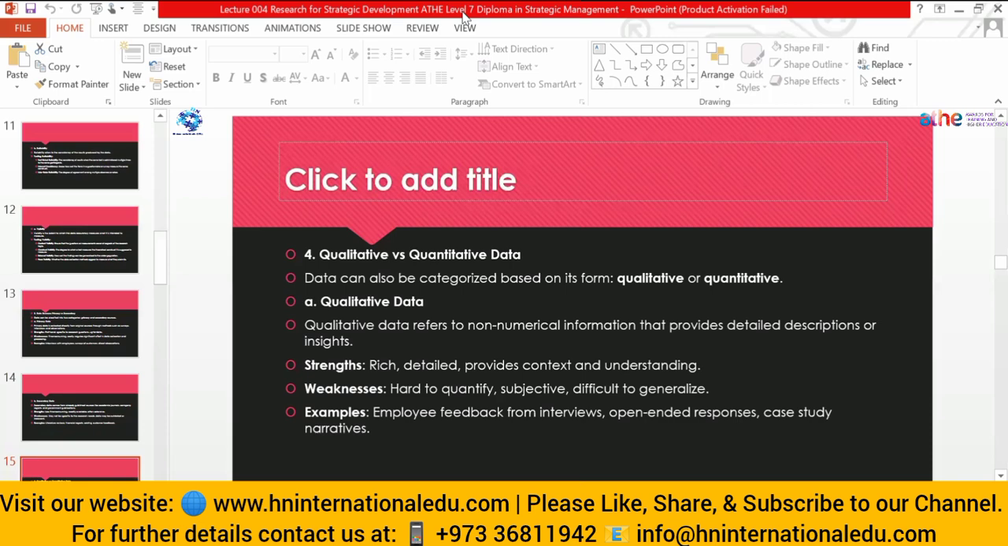You need to literally summarize the whole thesis of so many words, of so many pages, sometimes 80 pages, sometimes maximum, how many pages? 1500 pages too. You need to scrutinize that in one page, the summary form. So it gets way too difficult. For example, employee feedback from the interviews, open-ended responses, case study narratives.